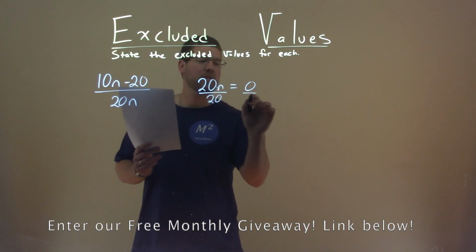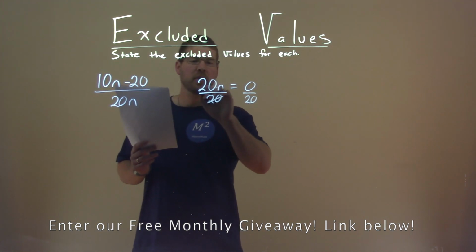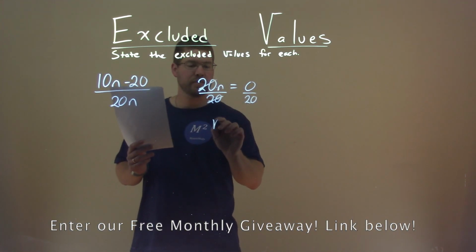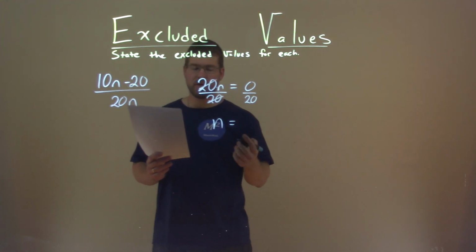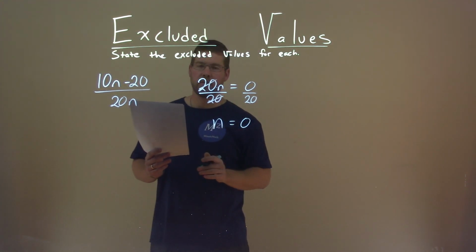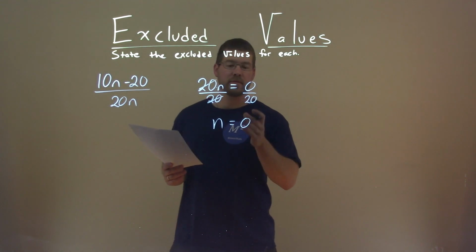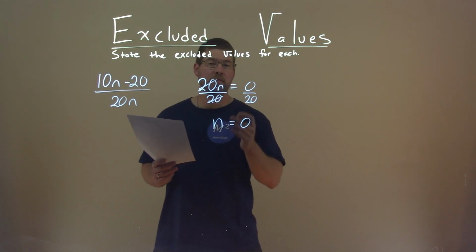Divide both sides by 20. 20 cancels out on the left-hand side, n is by itself. And 0 divided by 20, be careful here, is just 0. And so there we have it. 0 is our excluded value.